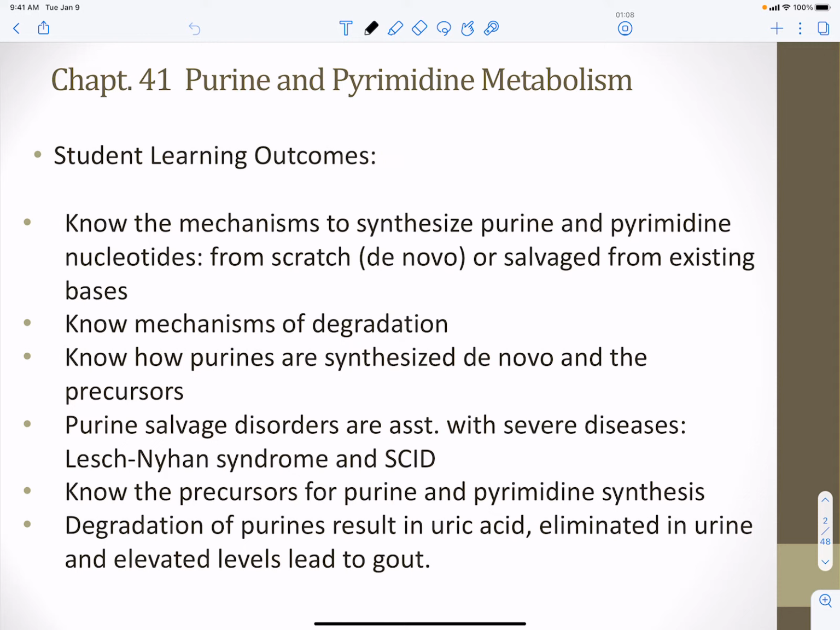And then we'll talk about salvaging purines. So again, that's about recycling purines, and that's an important process. And if you have defects in those salvaging pathways, they can lead to severe disorders. And so keep in mind that purines and pyrimidines are going to be, of course, bases in DNA. So cells that rapidly divide are going to need more of these than cells that are just metabolically active but not dividing.